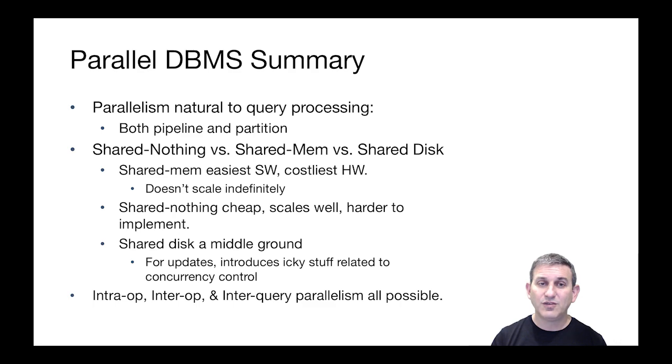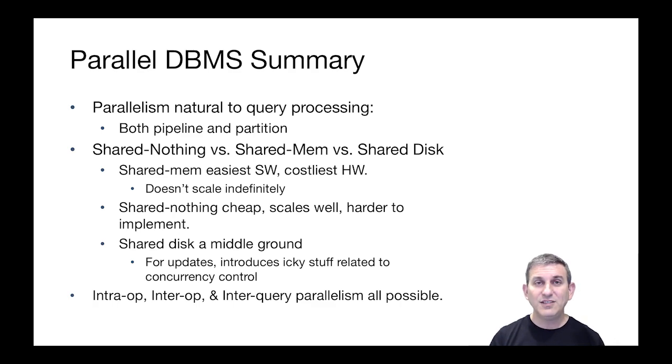Shared nothing, by contrast, is the cheapest hardware because it's just commodity hardware on commodity networks. It scales great. It can scale from 1 machine to 10 machines to multiple data centers across the globe. It is harder to implement. You have to do more work to turn something into a parallel system that started out as a single node system.